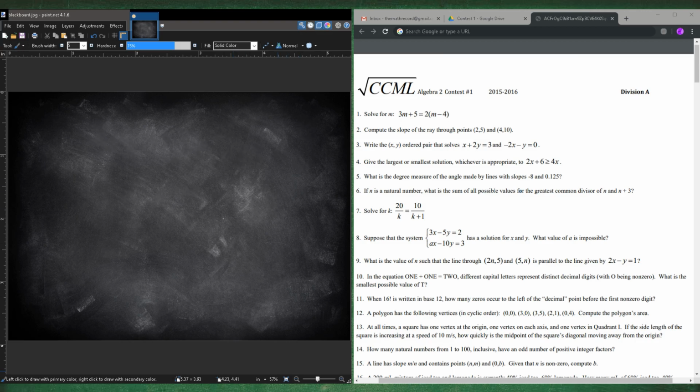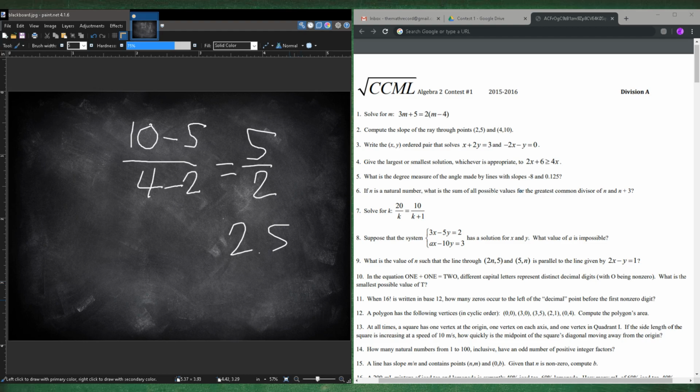Simple linear question. Number 2, compute the slope of the ray through points (2, 5) and (4, 10). So the slope is just change in y over change in x. So 10 minus 5 all over 4 minus 2. So the answer is just 5 over 2, or you can just write it in decimal, which is 2.5.